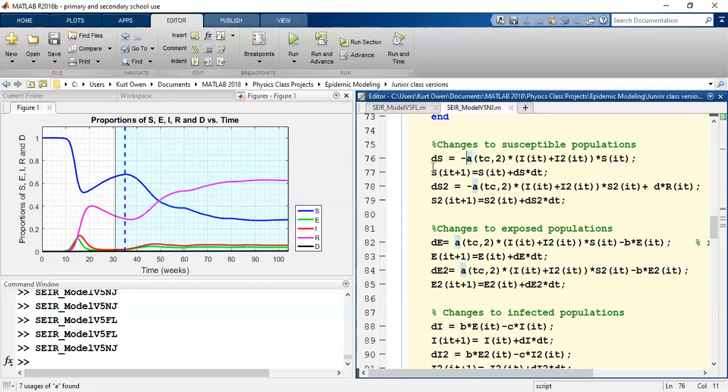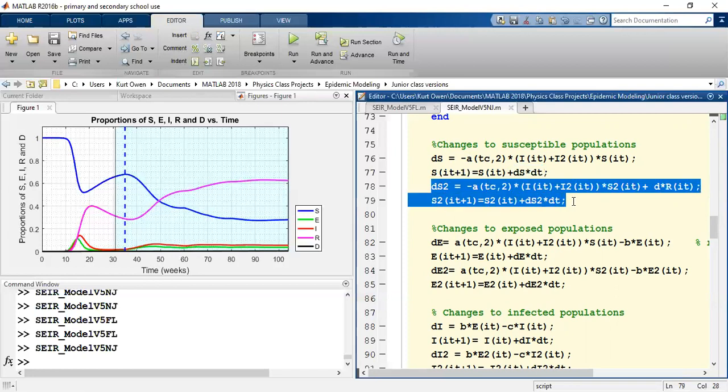Okay, and then the second line here, you've seen lines like this. We simply take the infection, or I'm sorry, the susceptible population, and then we add the change, which will be a negative change, which will cause it to go down, right? Now we do exactly the same thing for the second susceptible pool.